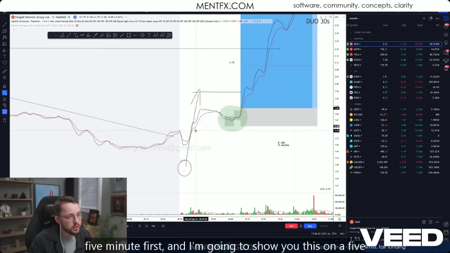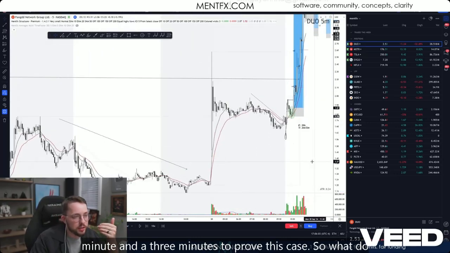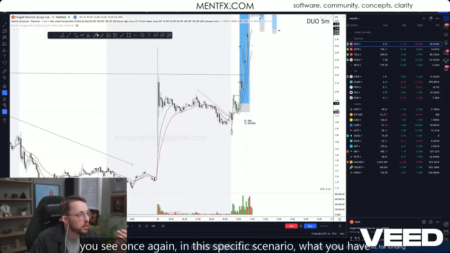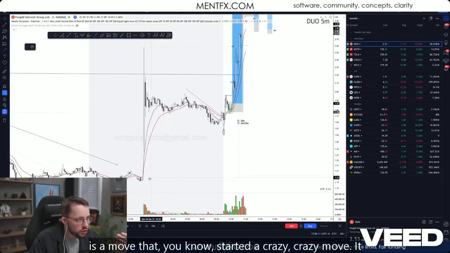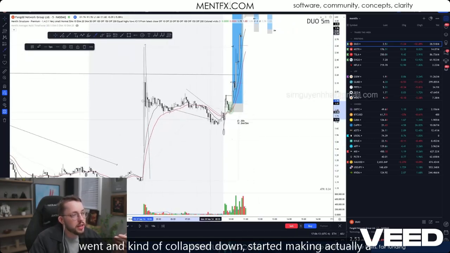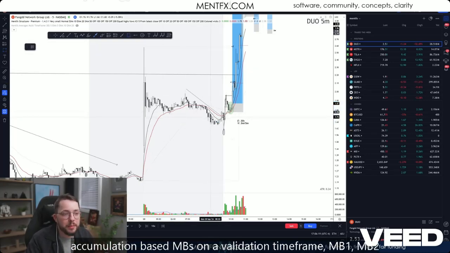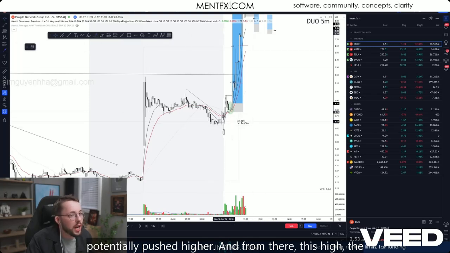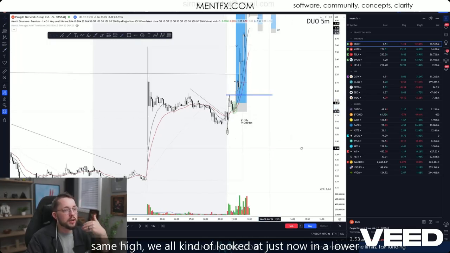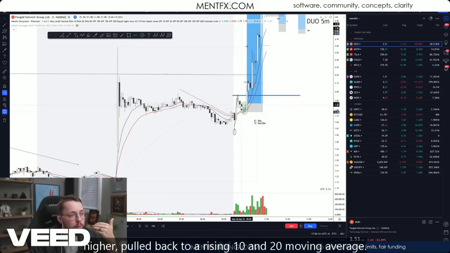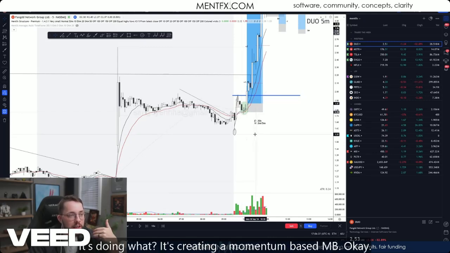Let's go to a 5-minute first, and I'm going to show you this on a 5-minute and a 3-minute to prove this case. So what do you see? Once again, in this specific scenario, what you have is a move that started a crazy, crazy move, went and kind of collapsed down, started making actually a reaccumulation, went through accumulation-based MBs on a validation time frame, MB1, MB2, potentially pushed higher, and from there, this high, the same high we all looked at just now in a lower time frame, inside of this area where price has now moved higher, pulled back to a rising 10 and 20 moving average, it's doing what?